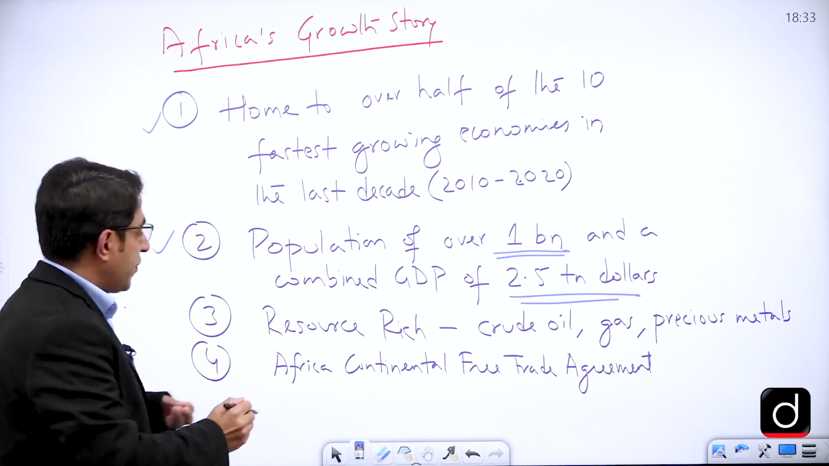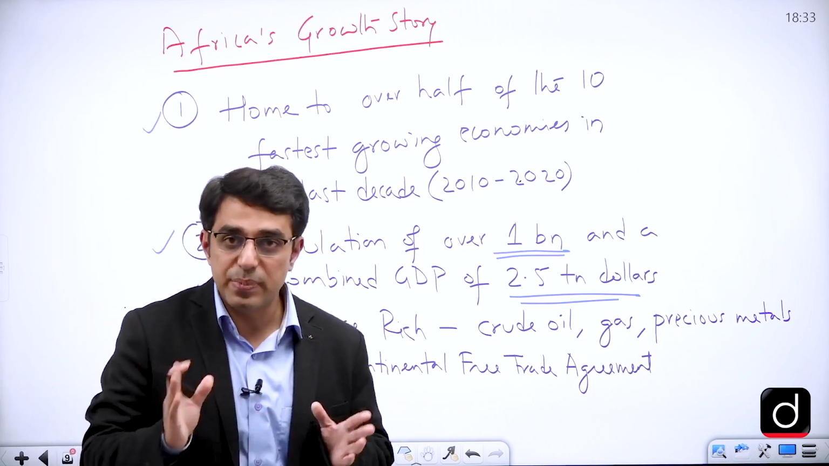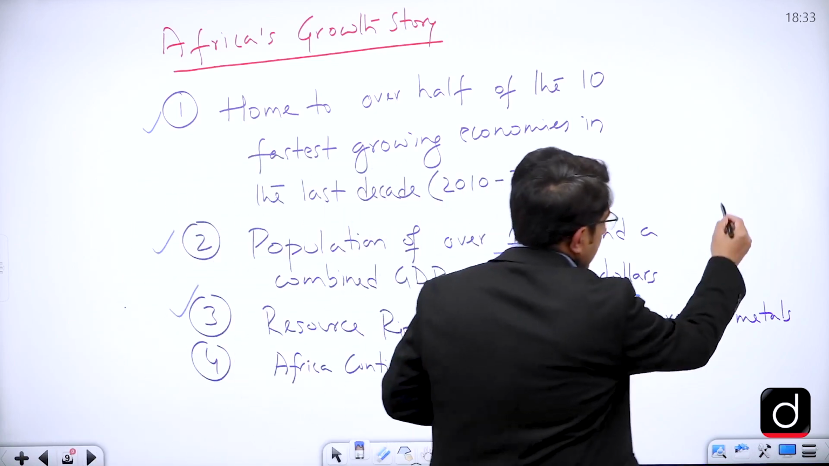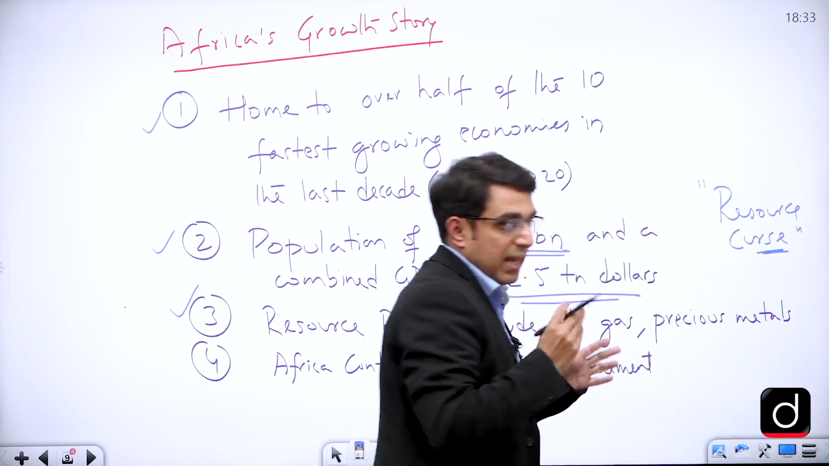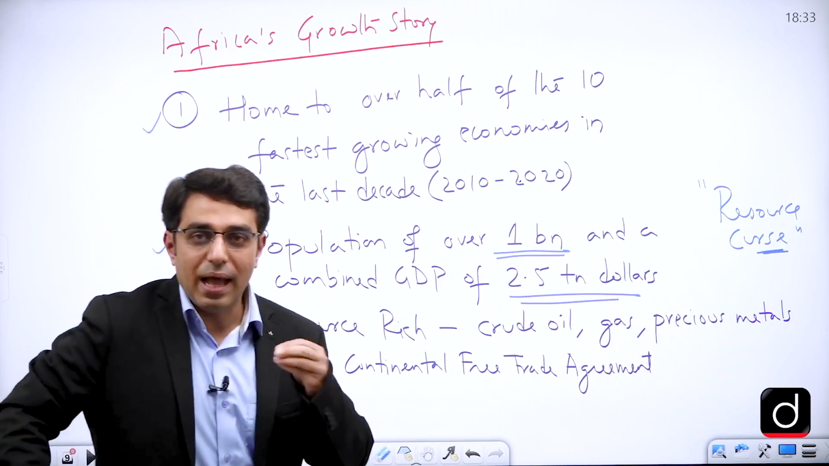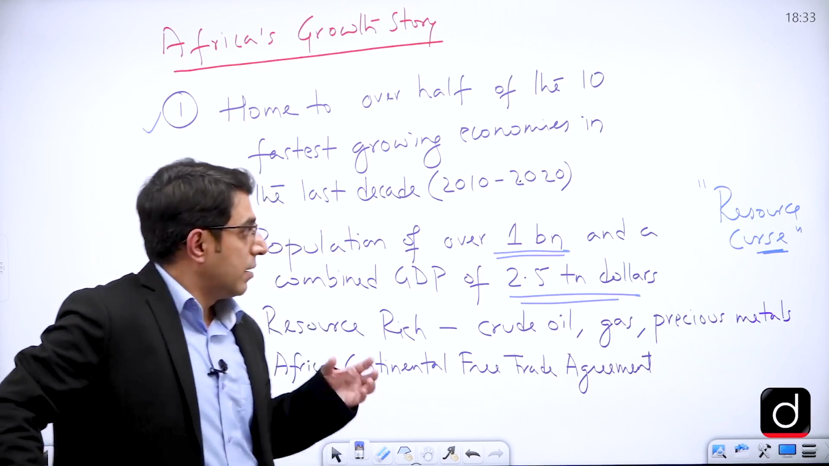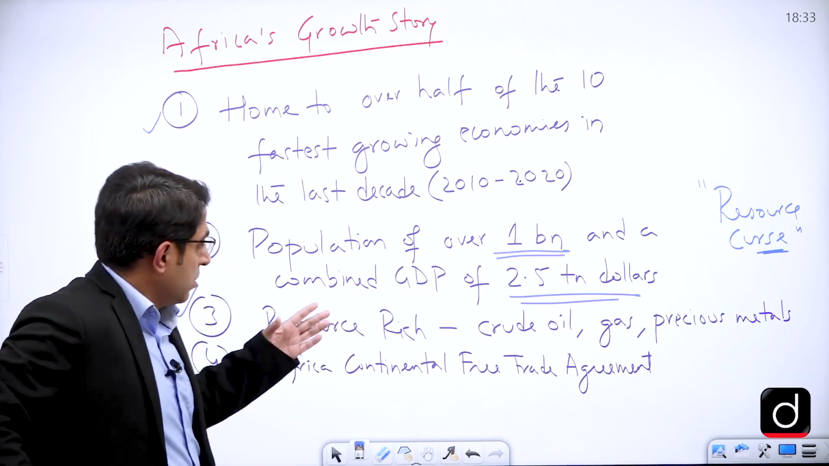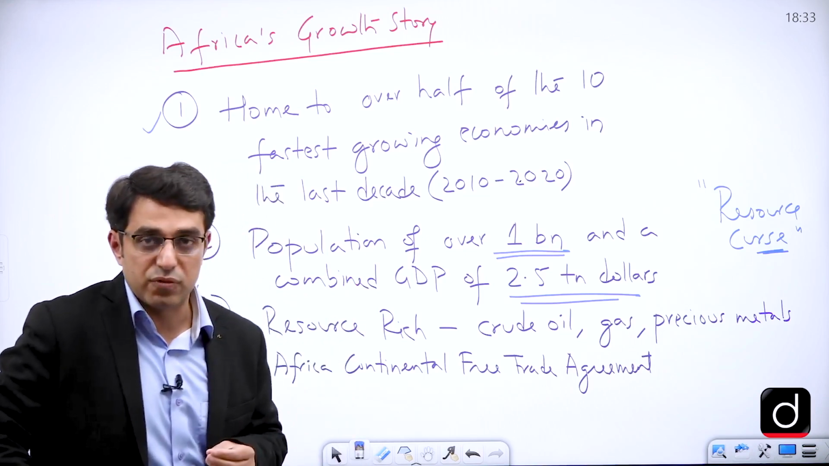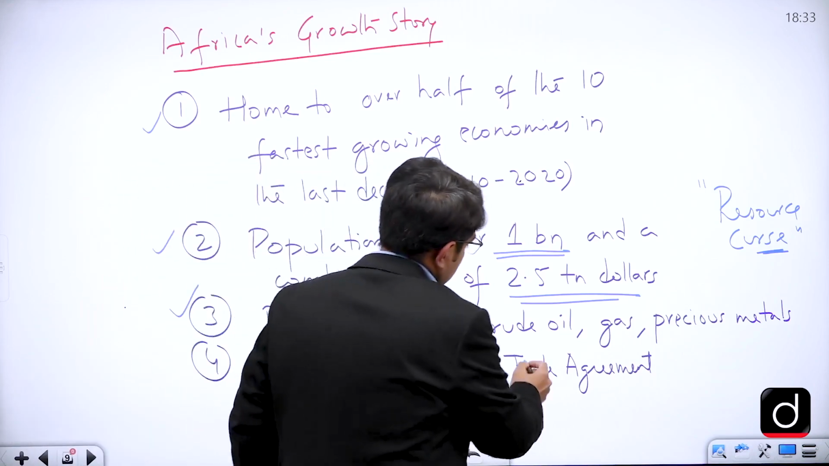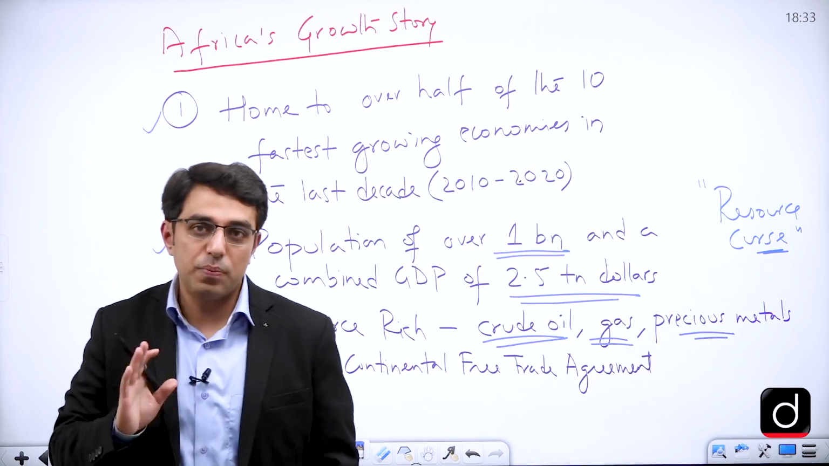Third, we will talk about Africa as a resource rich country, rich in natural resources. That has always been the case, but mostly in Africa's case, it has been about a resource curse, that the resources of Africa have been utilized by other countries of the world. So, Africa has been exploited, but now African countries are free from colonialism and they are free to chart their own course. So, this is now changing, and African countries are now able to utilize their resources for their own prosperity. Africa is rich in resources of crude oil, gas, precious metals, to name a few. So, this should be our third point.